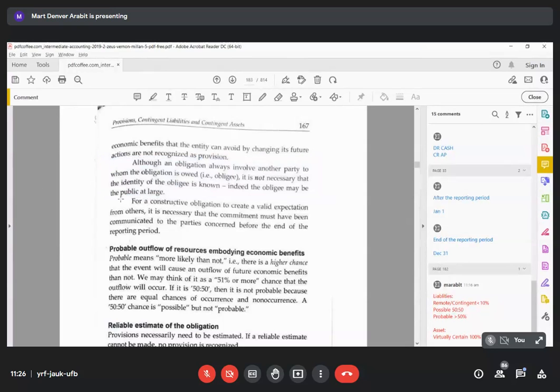Okay, so for a constructive obligation to create a valid expectation from others, it is necessary that the commitment must have been communicated to the parties concerned before the end of the reporting period. This one is about our repairs and warranties.